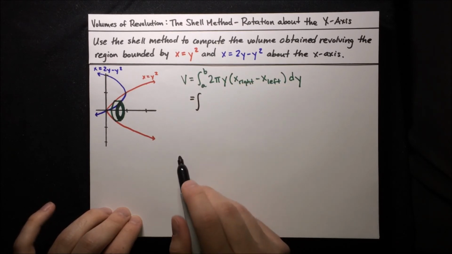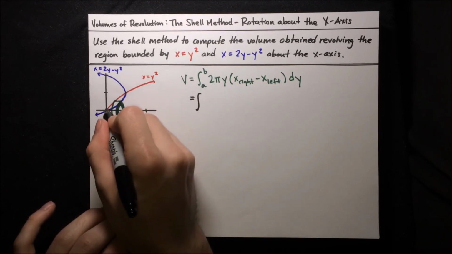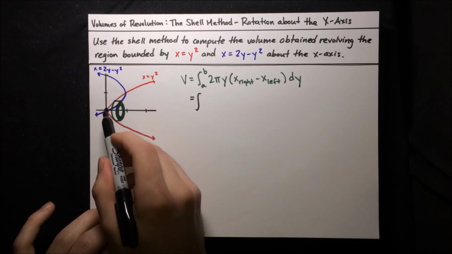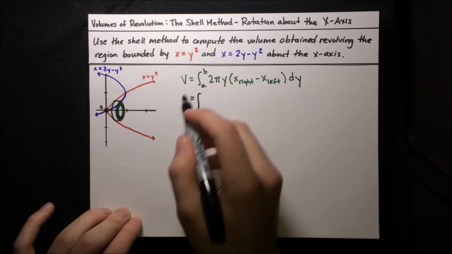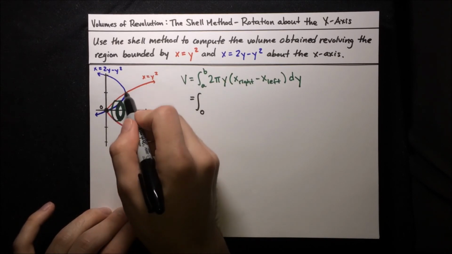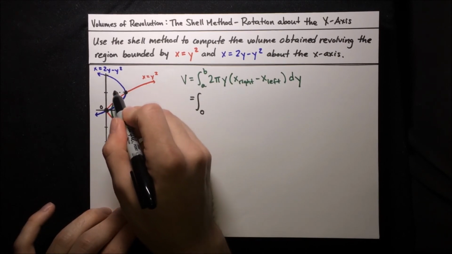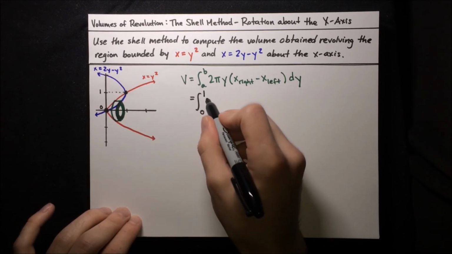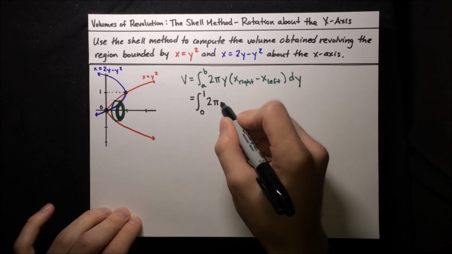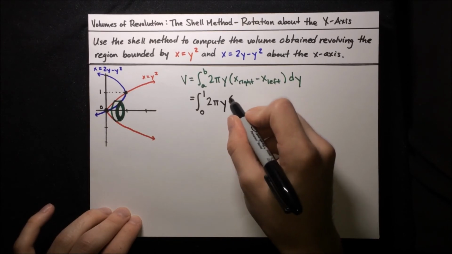What's a and b? Well, a is the lower endpoint. That's going to be right over here where the region starts. There is 0. And then b is the upper endpoint, so that's where the region ends, which is the y-coordinate right over here, which is just 1. So from 0 to 1 of 2 pi, then times y, and then x right and x left.